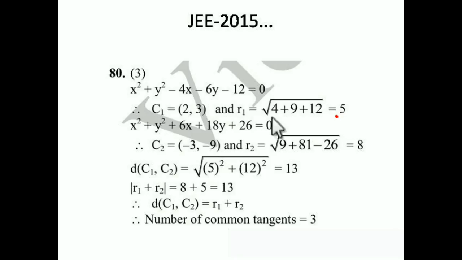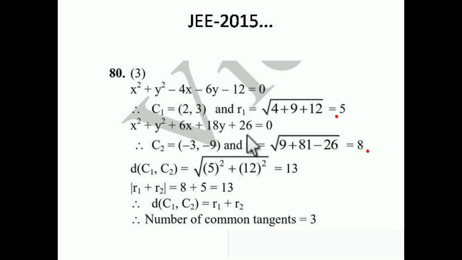Okay. Now for the second circle, we have this equation. So the center becomes minus 3 and minus 9. Radius is the square root of minus 3 whole square plus minus 9 whole square minus 26. So it becomes 64 and it's 8. So we have the centers and we have the radii: C1, R1, C2, R2.